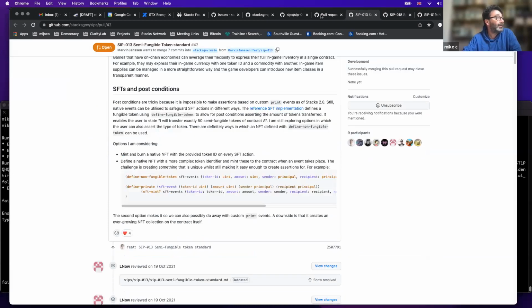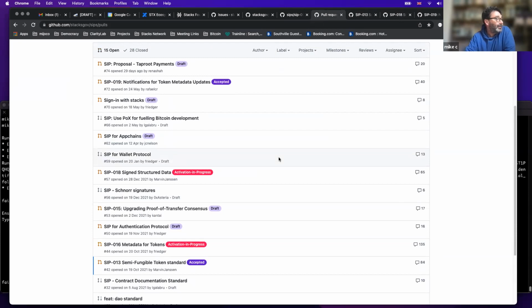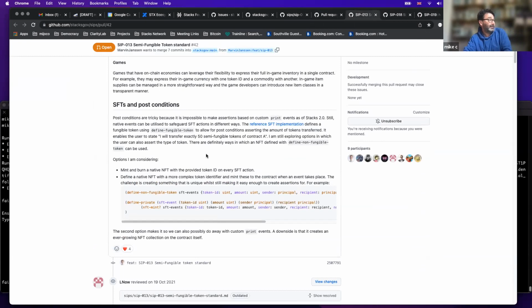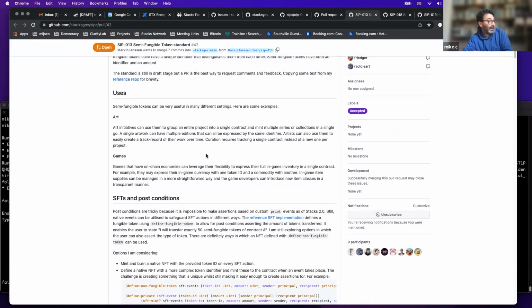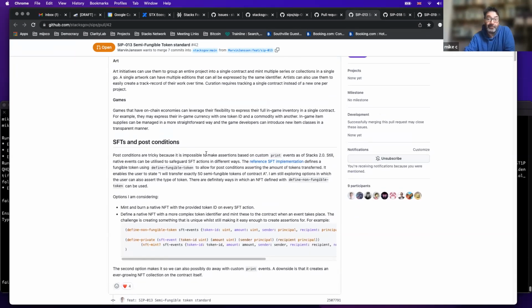Yeah. So I was just looking through this, and one of the things I noticed is looking at 19, you can see the activation criteria is in the SIP. I was going to talk about 13, which is the semi-fungible token standard. We don't actually have the activation criteria in the SIP yet, so I think that's something that needs to be added. Is that correct? So I think I need to pick that up with Marvin.